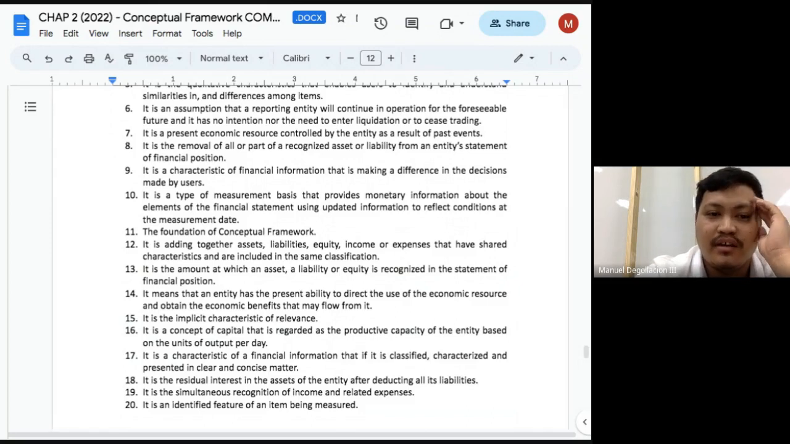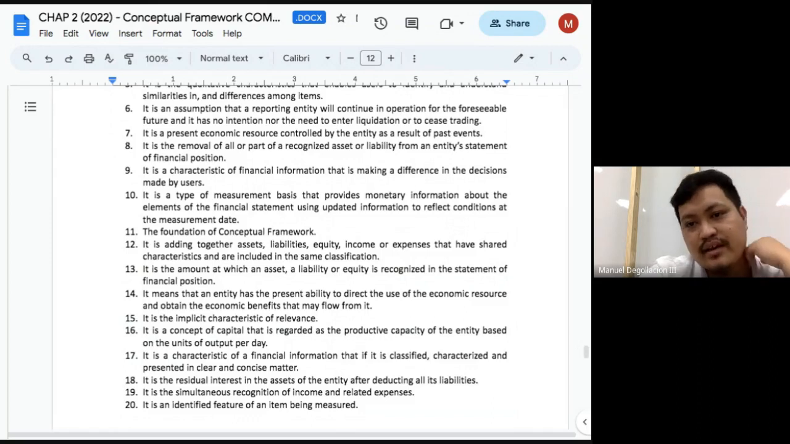Number 11, the foundation of conceptual framework is the objectives of your general purpose financial reporting. 11 is objective of general purpose financial report. Number 12, it is adding together assets, liabilities, equity, income, or expenses that have shared characteristics and are included in the same classification. This describes aggregation.